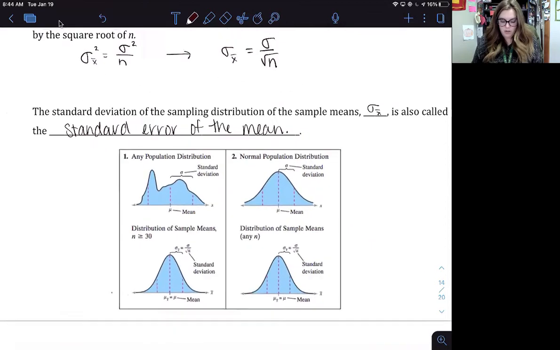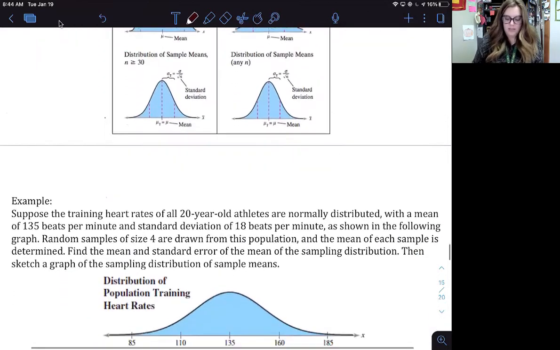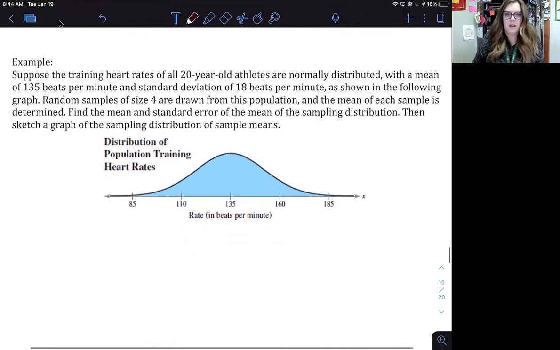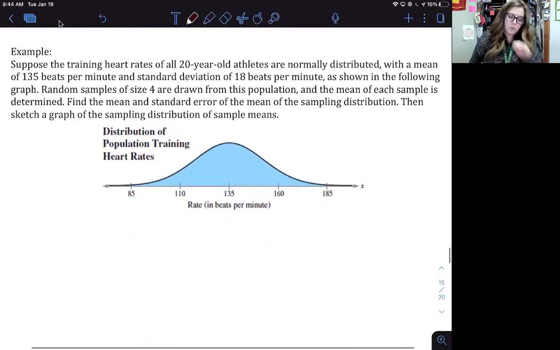All right, so what we're going to be looking at is applications of the central limit theorem, and then finding the mean and the standard error of the mean. So this first one, suppose the training heart rates of all 20-year-old athletes are normally distributed, with a mean of 135 beats per minute and standard deviation of 18 beats per minute as shown in the following graph.